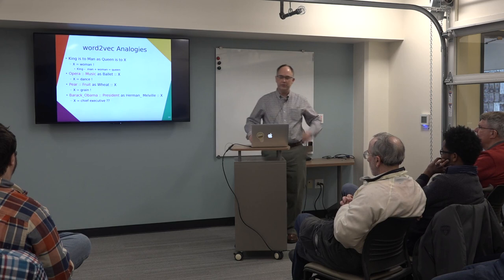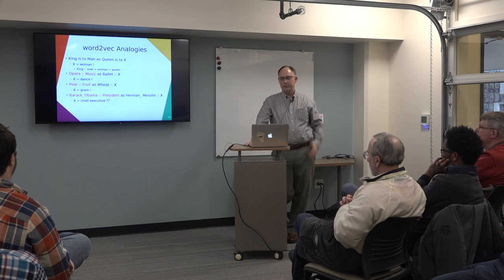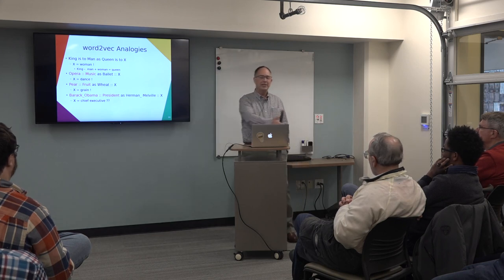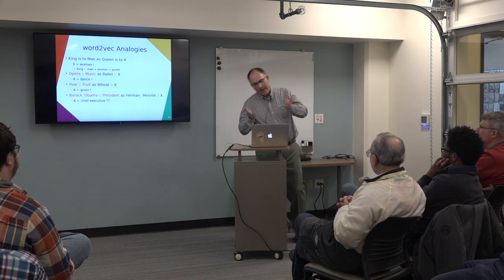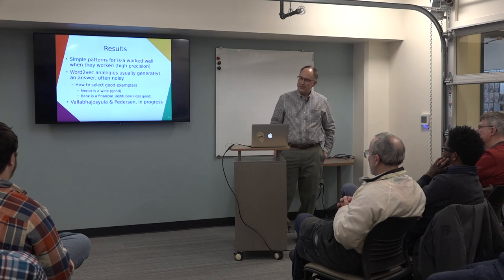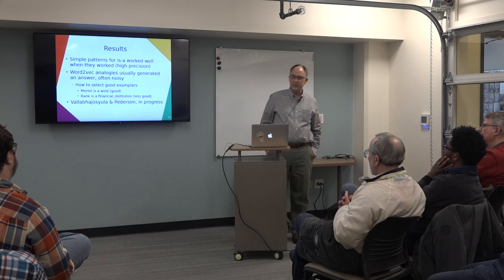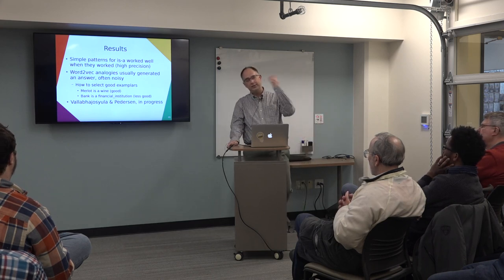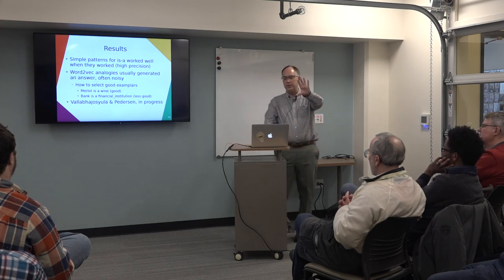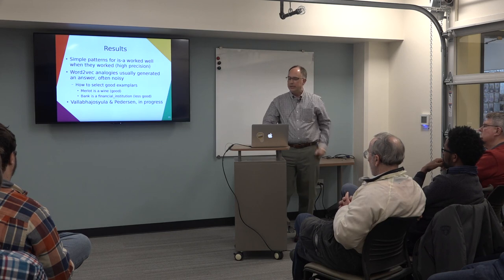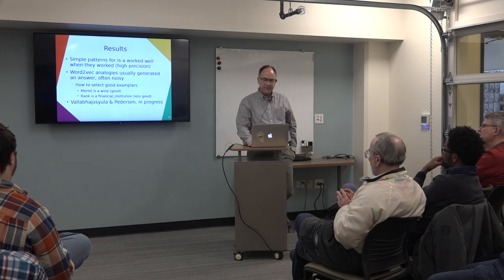Pear and fruit, wheat, grain, works sometimes. Other times you just get kind of goofy results, like Barack Obama is a president. Herman Melville is, according to this, a chief executive. So there's some noisiness there. The simple patterns work pretty well when they work. The word2vec analogies would usually give us an answer, but oftentimes a noisy one. So really the question right now is how to come up with better exemplars that are going to give us something a little more reliable in terms of our results here.